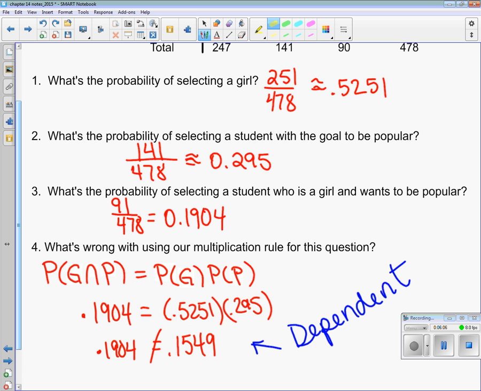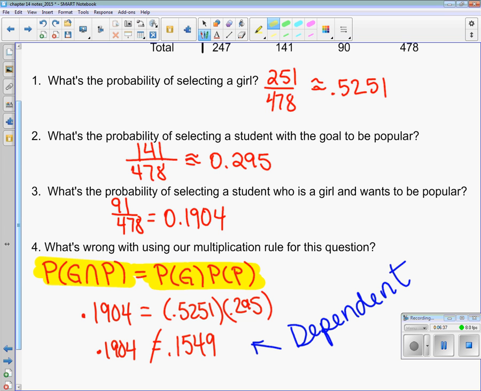What formula am I using? I'm using the multiplication rule. Girl and popular, by rule, just means girl times popular. If they don't equal each other, then that means they're not independent. They're dependent. If they do equal each other, what does that mean? If those two sides, left equaled right, we could say they're independent.